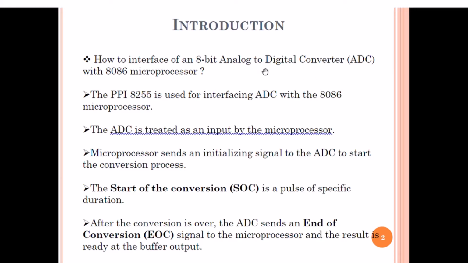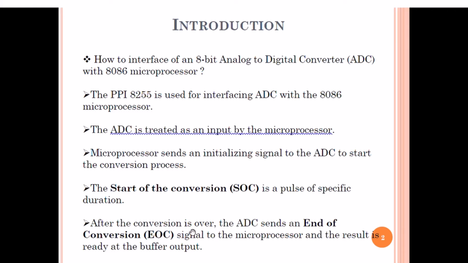From the name analog to digital converter, from the analog sinusoidal waves or any form of wave, we will generate the digital 8-bit values. Converting from analog to digital takes some time, and to mark that conversion process, we send a start of conversion signal. Start of conversion or SOC is a pulse of specific duration. So it is a simple pulse like 0, then 1, and again 0.